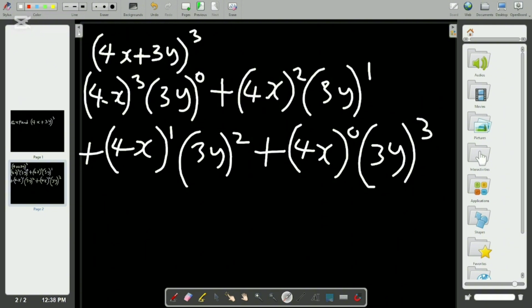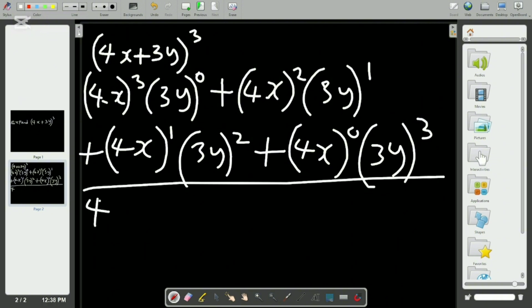So the next thing we do here is to clear the brackets. So let's multiply this one now. We have 4 raised to the power of 3, so 4x to the power of 3 is going to give us 64. That is 4 raised to the power of 3 will give us 64, and then x raised to the power of 3.